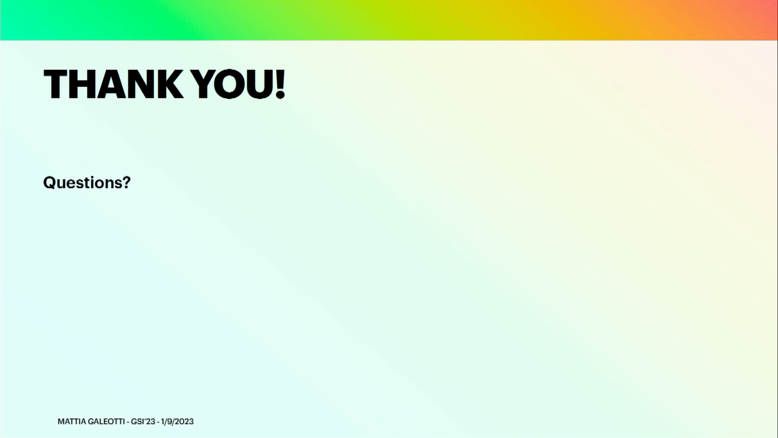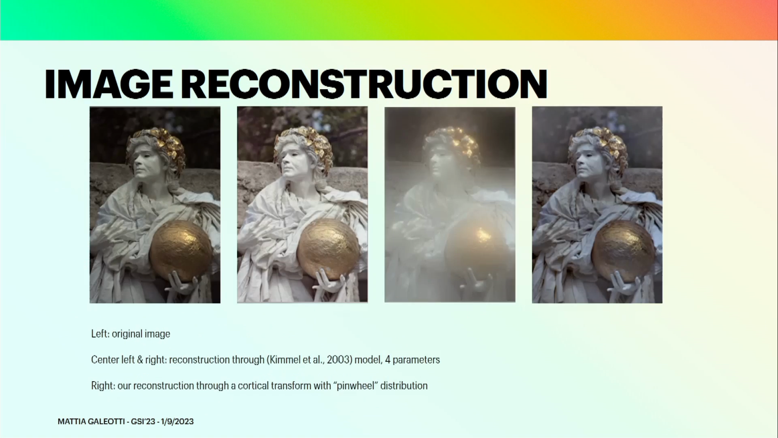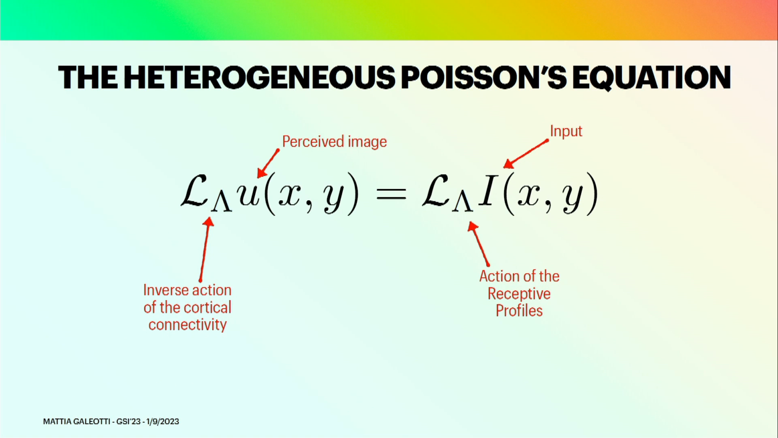So my question is, maybe a naive one. Can you go back to the slide on the heterogeneous Poisson's equation? I didn't quite understand. So the operator L, is it the same on the left and the right? Yeah. The operator is exactly the same.